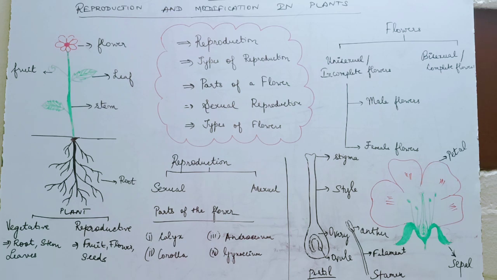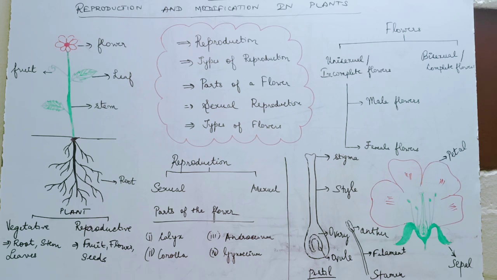How are plants produced? Plants are produced by seeds. In this plant there are many parts: root, stem, leaves, flowers, fruits and seed. Among these parts, root, stem and leaf are the vegetative parts of the plant, and flowers, fruit and seeds are the reproductive parts of the plant.